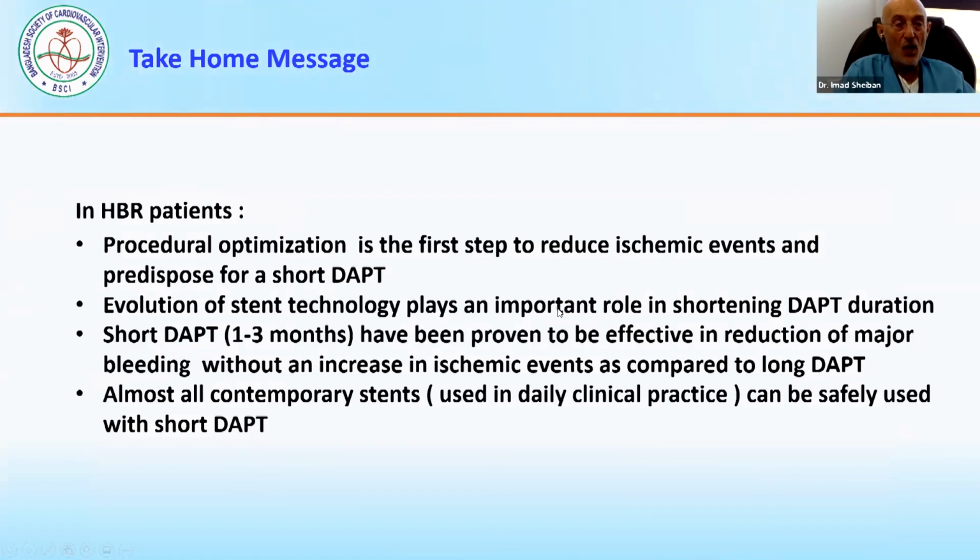1A. Now, my take-home message is that in high bleeding risk patients, procedural optimization is the first step to reduce ischemic events and to predispose for a short DAPT. Evolution of stent technology plays an important role in shortening DAPT duration. Short DAPT duration, 1 to 3 months, has been proven to be effective in reduction of major bleeding without an increase in ischemic events as compared to long DAPT. And almost all contemporary stents used in daily clinical practice can be safely used with short DAPT.